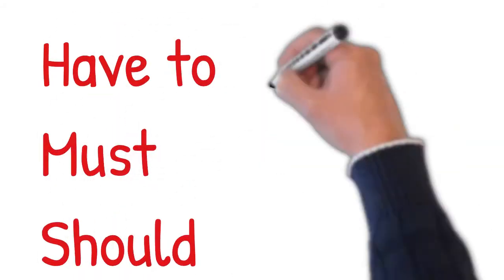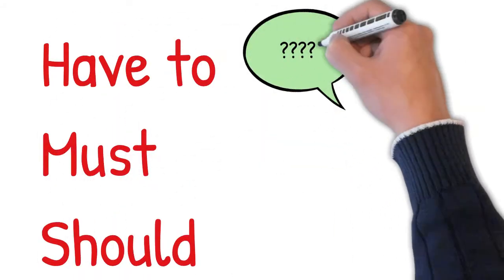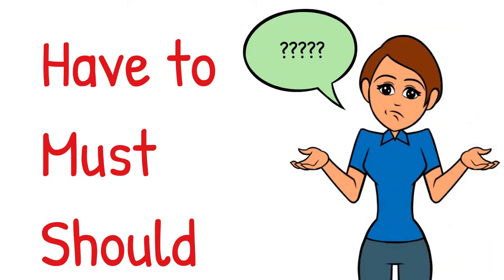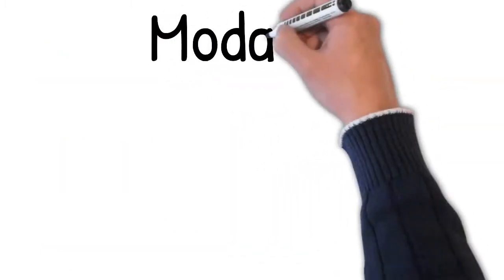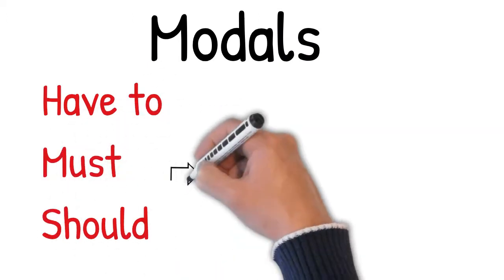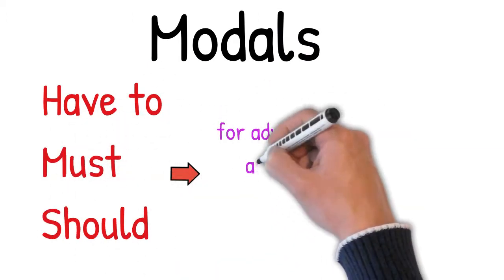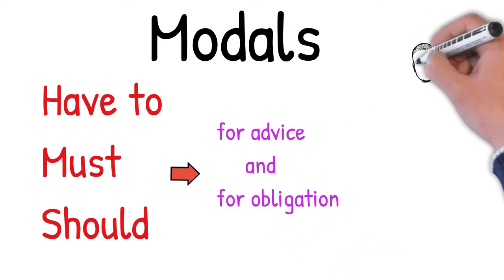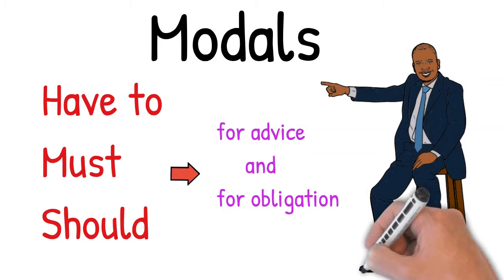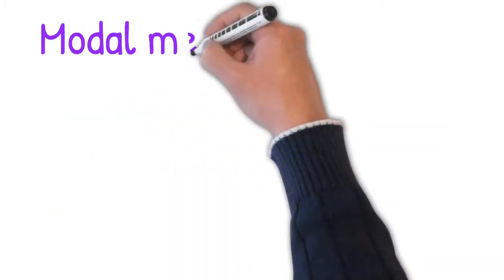Let's learn how to use the modals have to, must, and should. These modals can be a little confusing in English because they have many meanings and uses. So let's dive right in. In this video, you're going to learn how to use have to, must, and should for advice and for obligation. So we're going to learn when to use them, when not to use them, and how to use them.